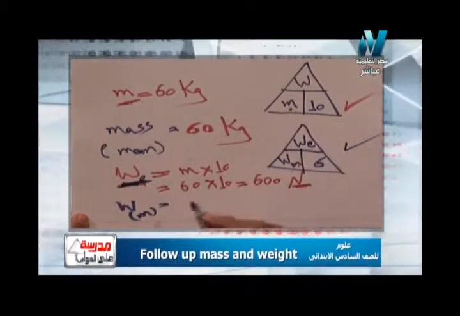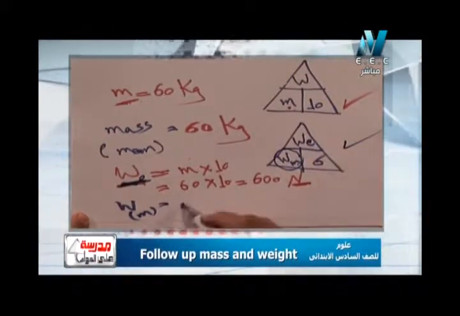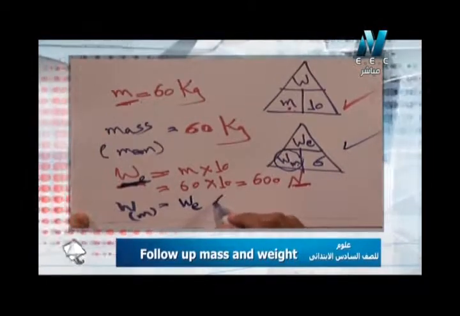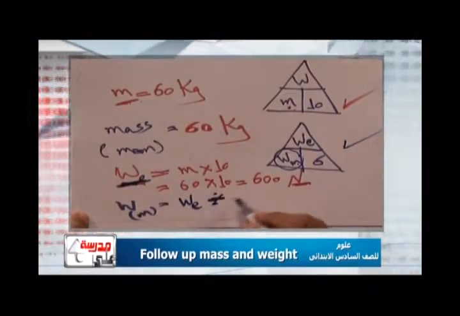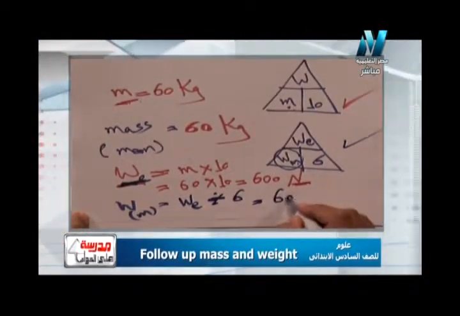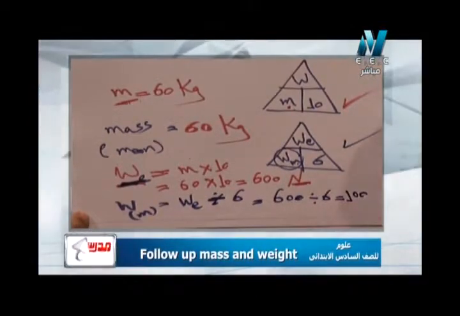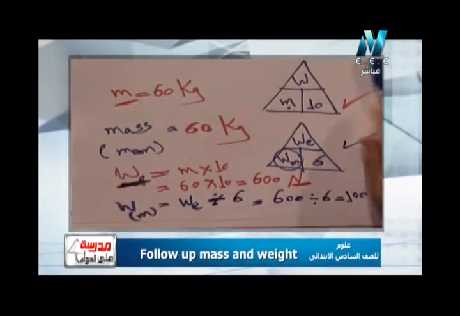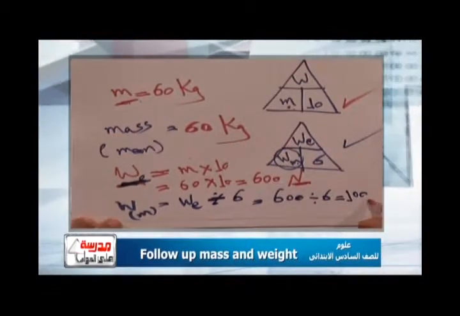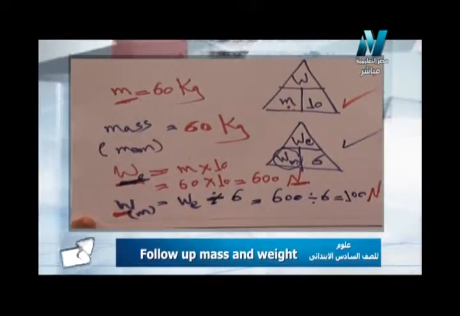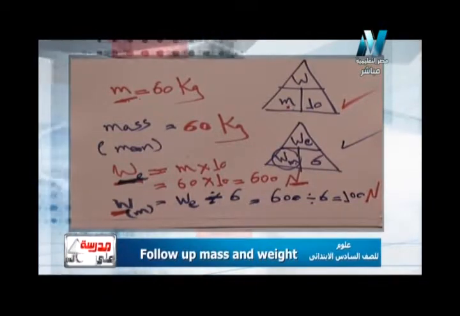Weight on the moon equal what? Equal weight on the earth, but divide, sorry, weight on the earth divide 6. So equal 600 divide 6 equal 100. 100 what? Also 100 Newton. Why? Because the weight again is measured by what? By Newton. So to solve the problem of the mass and weight, you must use the two laws.